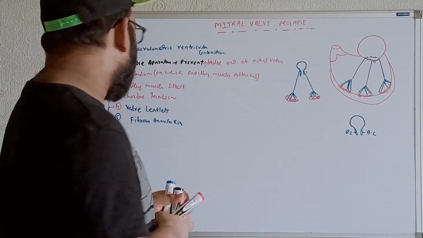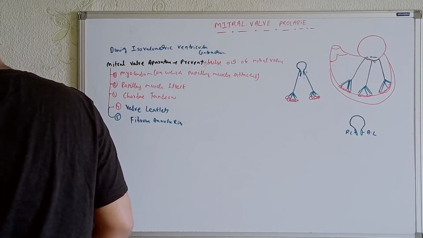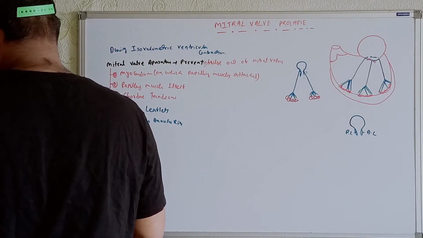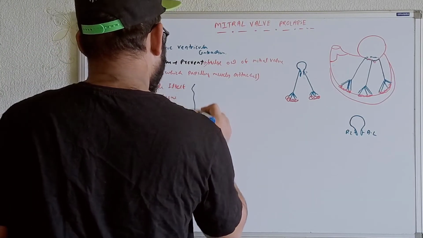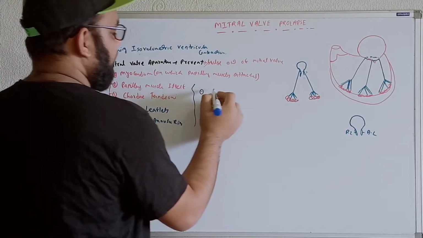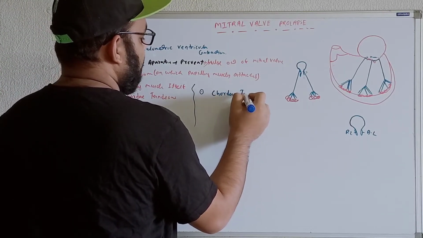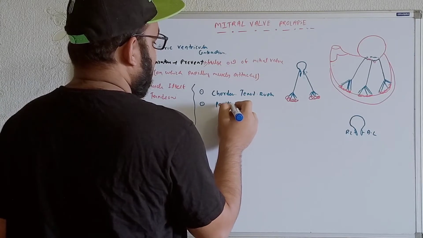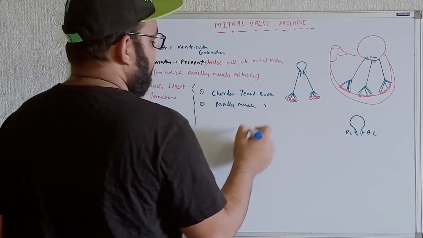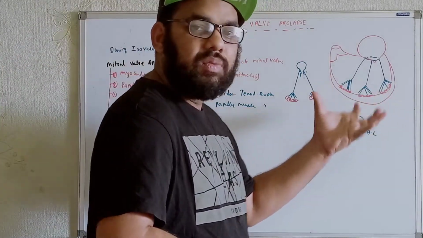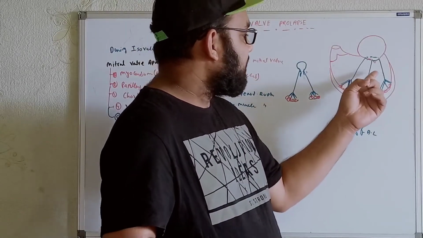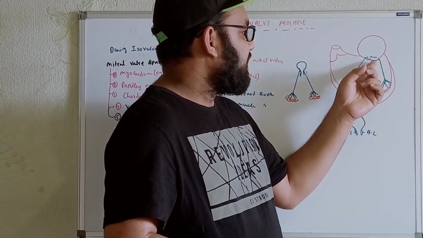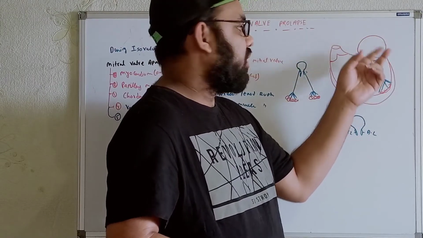Now see, if we get any kind of problem over here, for example chordae tendon rupture, or papillary muscle rupture, then whatever problem we see, as I said before, whenever the left ventricle is contracting, the pressure keeps rising, and the same pressure is also applied on the mitral valve. As the pressure keeps rising, there is a chance for the mitral valve to prolapse or bulge out towards the left atrium.